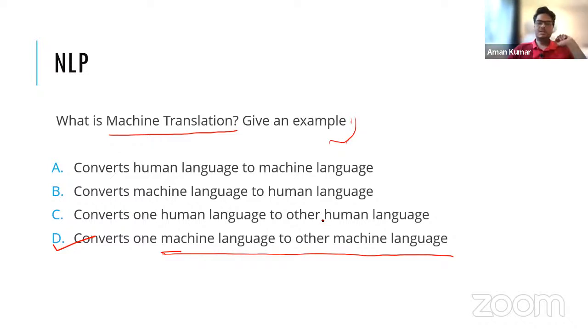So as you people discussed, Google Translator is one example. In Google search also, let's say one machine language is trying to convert to other machine language, right? So that is kind of machine translator. By doing something, if you're converting one type of machine language to other type of machine language, that is your machine translation. Okay.